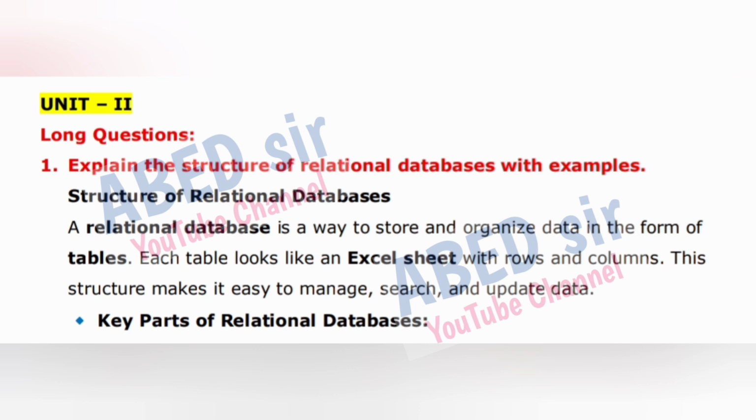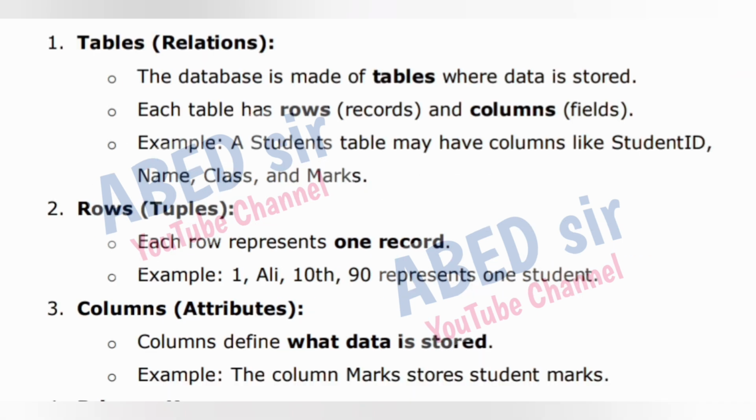Key parts of relational databases. 1. Tables, relations. The database is made of tables where data is stored. Each table has rows, records, and columns, fields. Example: a students table may have columns like student ID, name, class, and marks. 2. Rows, tuples. Each row represents one record. Example: 1, Ali, 10th, 90 represents one student. 3. Columns, attributes. Columns define what data is stored. Example: the column marks stores student marks.